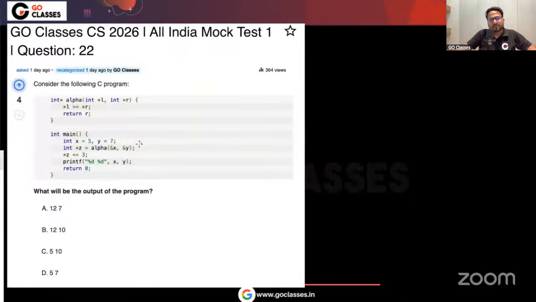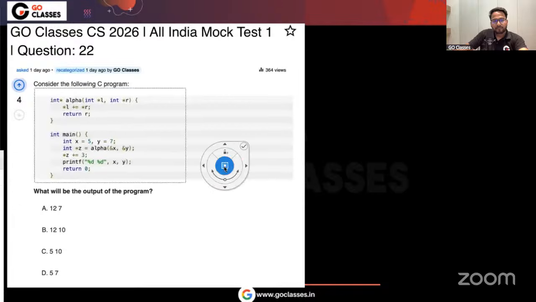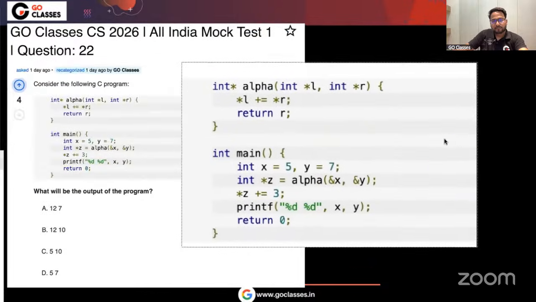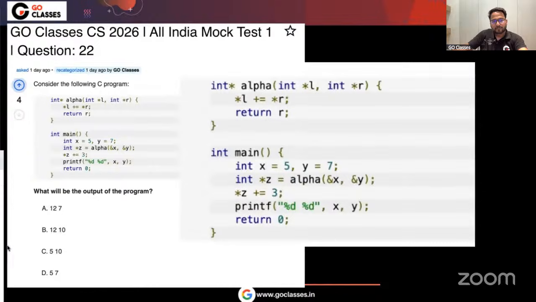Now let's see this question. This was a simple C programming question. In this question, let me just zoom in a little bit. They are saying, let's suppose there is a function alpha in which I'm passing the address of 5 and 7. Okay, so L plus equal to R. Since I'm passing the address, star L and star R will reflect the value.